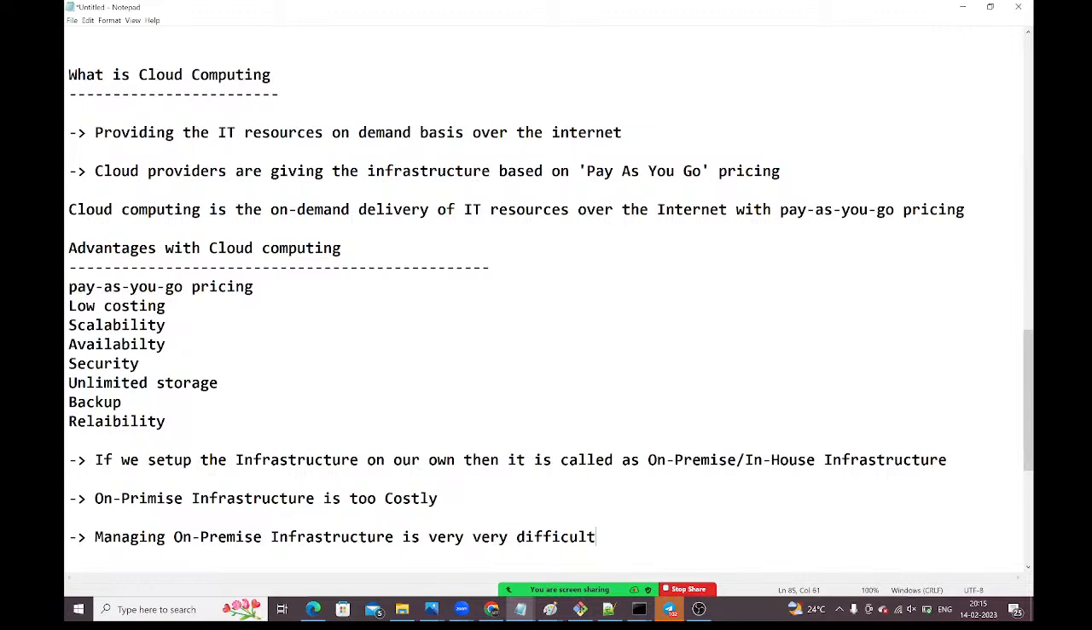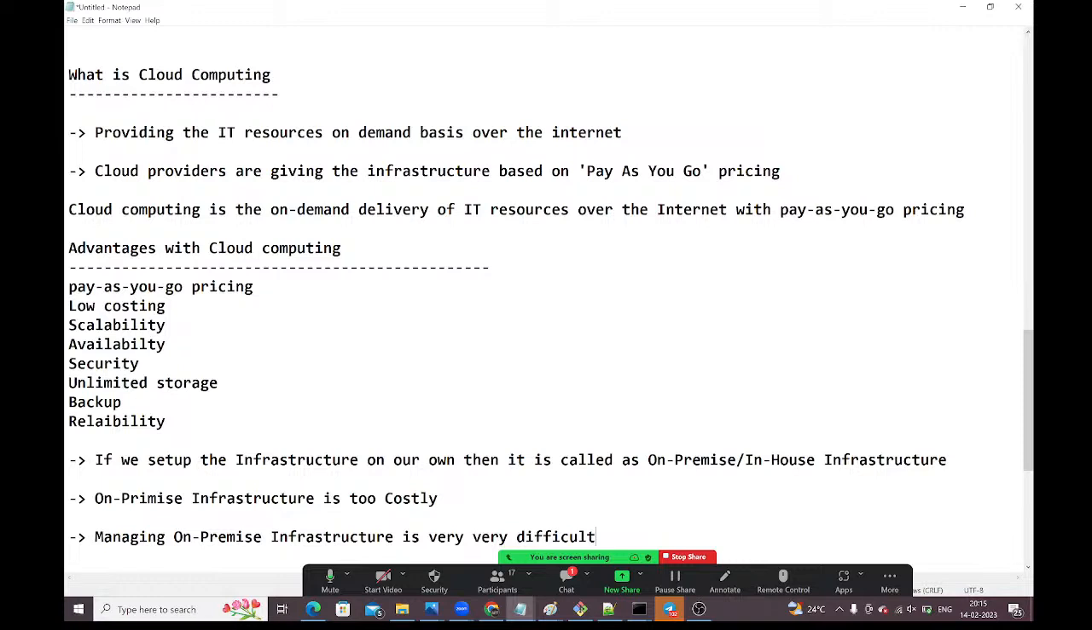Is it clear, guys? Why do we need to understand cloud? Why are we going with cloud computing? Now you guys got the basic clarity. If you want, you can set up everything in your office on your own, but it is very difficult to manage, guys, and it is too costly, guys.